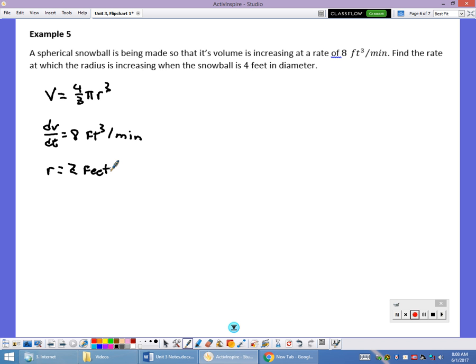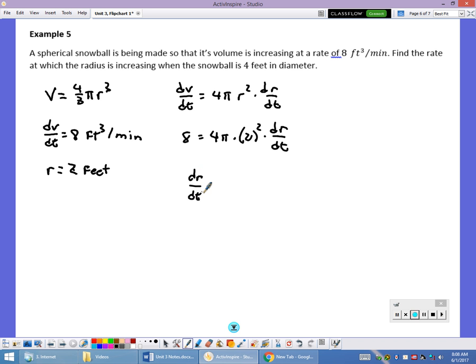Important to look for those units of measure, and important to know which measurement you have. So then dV/dt is going to be 4 pi r squared times dr/dt. So you set it up as 8 equals 4 pi times 2 squared times dr/dt. When I plug in all those values, what I ended up with is dr/dt is 1 over 2 pi, and it's feet per minute. Or again, as a decimal, it's 0.159 feet per minute.